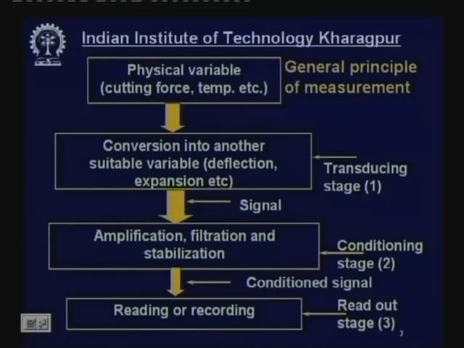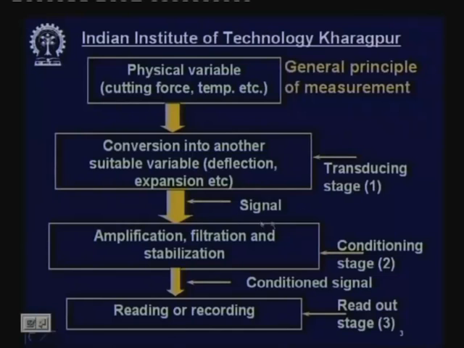For example, this physical variable will be converted into another suitable variable, and this other variable may be deflection of an elastic beam or expansion of a liquid by temperature. This stage of conversion of the physical variable to be measured into another suitable, detectable variable is called the transducing stage. This is stage number 1, the transducing stage. This conversion is accomplished by some transducer or sensor.